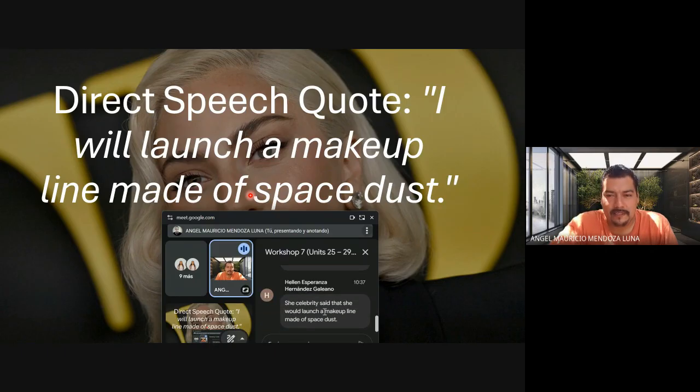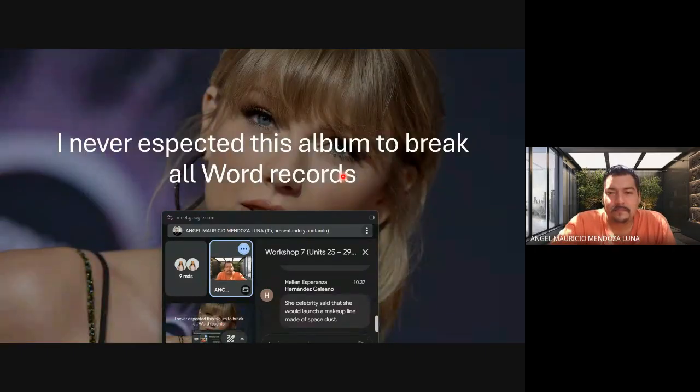I think everything is clear. Up to this point, let's see the next celebrity and his or her quotation. It says, I never expected this album to break all world records. You'll see here that the simple past is being used. I never expected this album to break all world records.